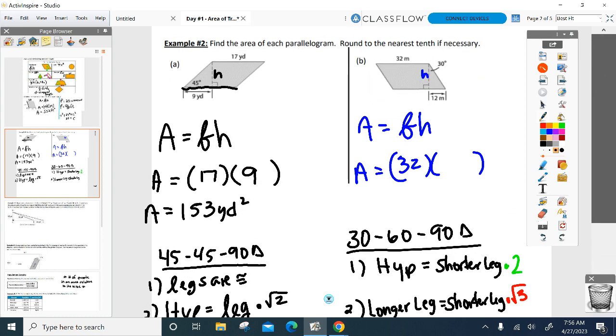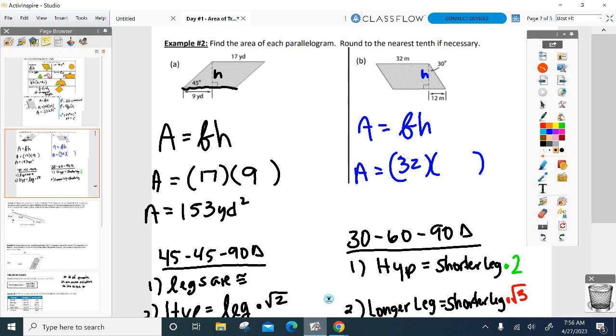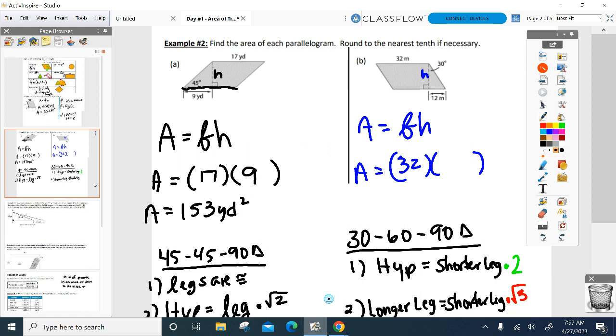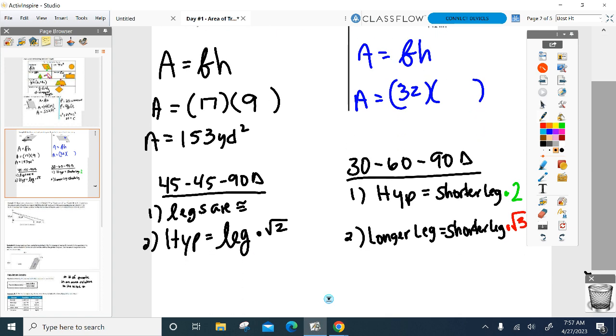All right, so go back to the diagram. This 12, where's it across from? What angle is the 12 across from? 30. That makes it the shorter leg. What's the height across from? Well, that's the longer leg because it's across from the 60. So I go down on my rule. How do I find the longer leg? I take the shorter leg and multiply it by radical 3.